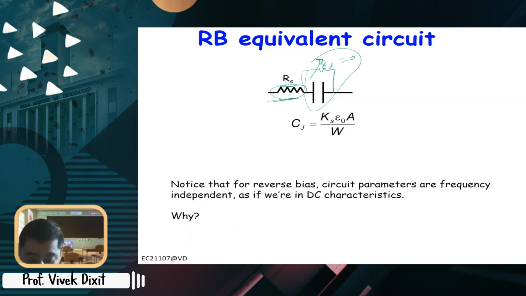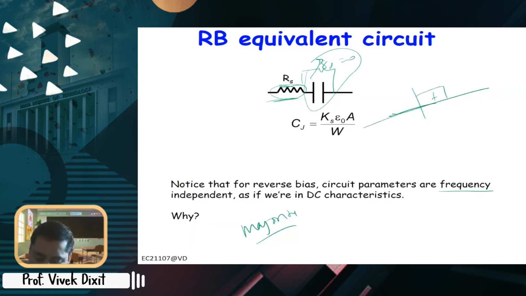Now, if you notice here, usually the reverse bias circuit parameters do not depend on frequency, so they are more or less constant. Why is that? Because these are majority carrier devices. See, you have this PN junction here, positive charge here, negative charge here. When we apply a bias, what happens? Space charge is increased here, and these electrons are moved away. Space charge is increased here, and holes are moved away.